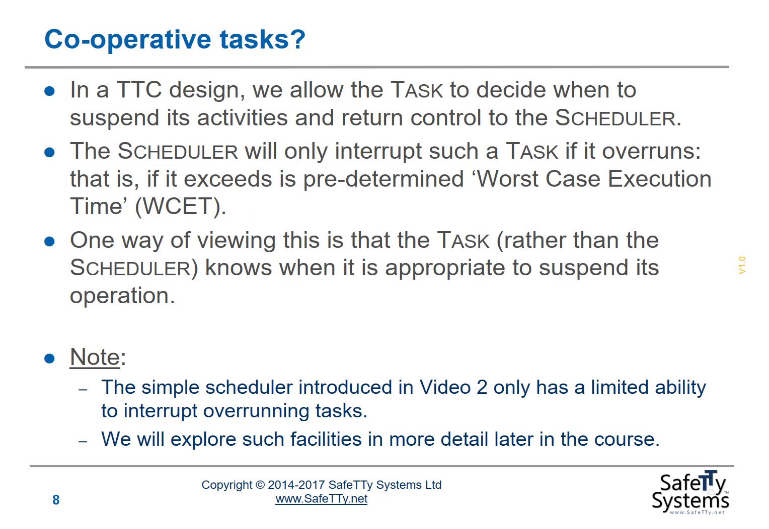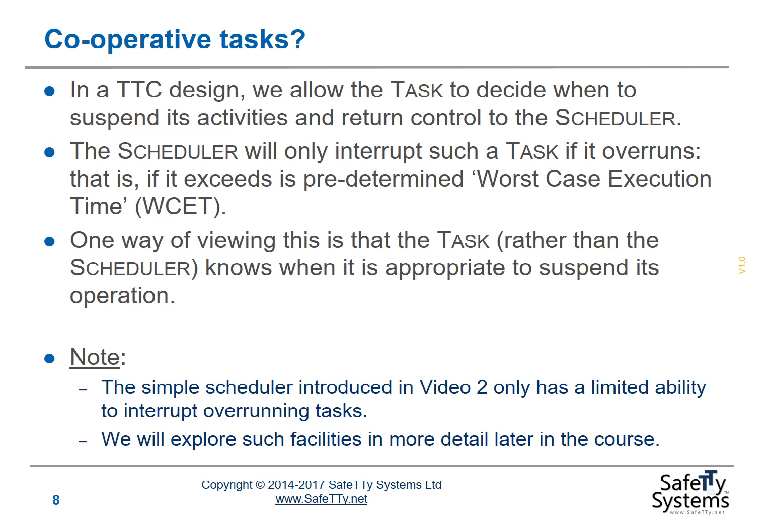So I've already mentioned cooperative tasks. What this means, in a little bit more detail, is that we allow the task to decide when to suspend its activities and return control to the scheduler. So the scheduler will only interrupt such a task if it overruns, that is, if the task exceeds its predetermined worst-case execution time. A key part of this is that we're viewing the world in the way that says the task, rather than the scheduler, knows when it's appropriate to suspend its operation.